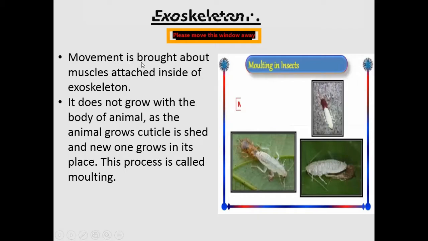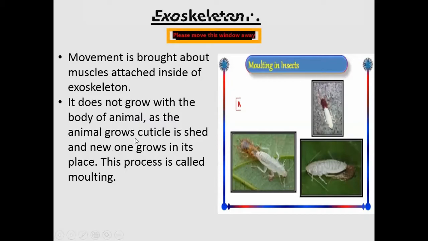Movement is brought about by muscles attached inside of an exoskeleton. In an exoskeleton, how does movement take place? It takes place with the help of the muscles attached inside of an exoskeleton. Next, it does not grow with the body of the animal. So the exoskeleton does not grow with the body of the animal.